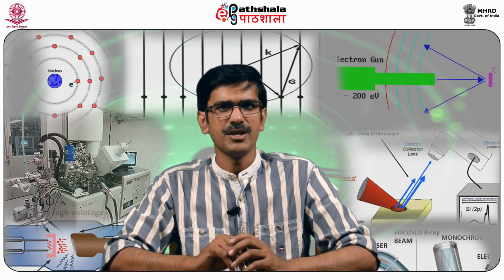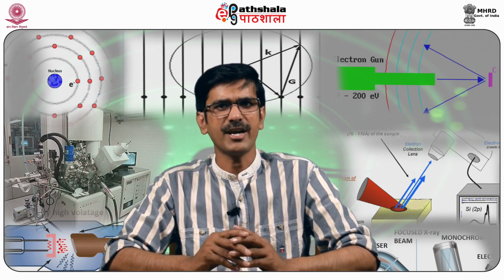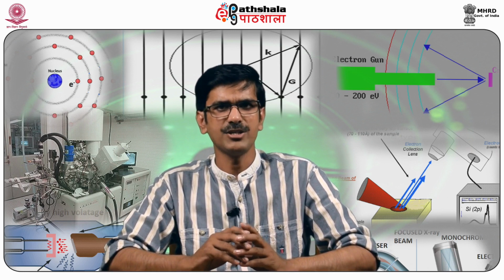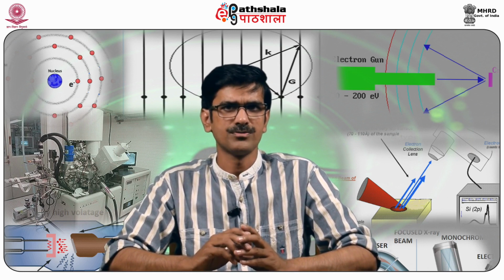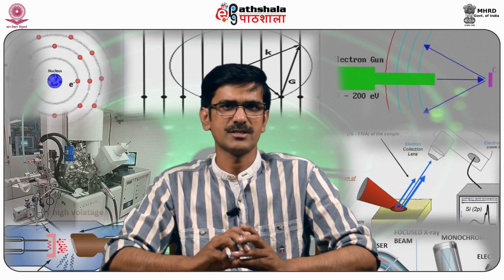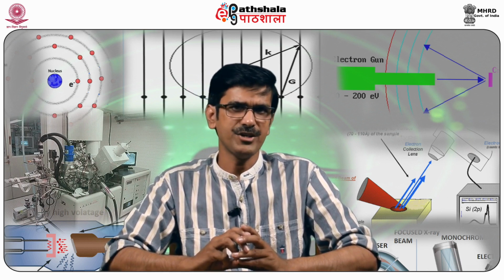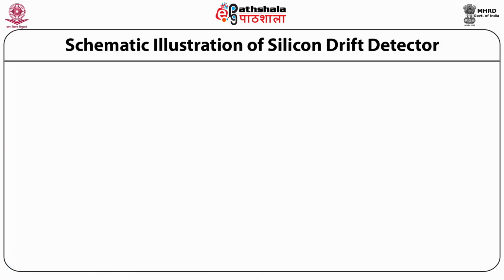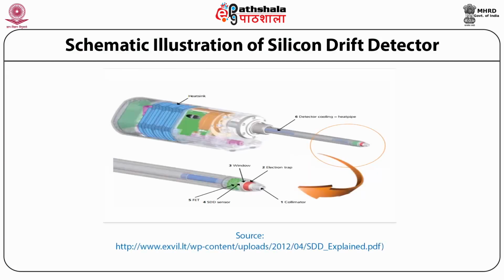Newer designs integrate the FET directly into the chip, which greatly improves the energy resolution and throughput. This improvement is due to the reduction of capacitance between anode and FET, which reduces electronic noise. This is the schematic illustration of the silicon drift detector, the SDD. You can see the above diagram along with the numbering which is used for labeling.